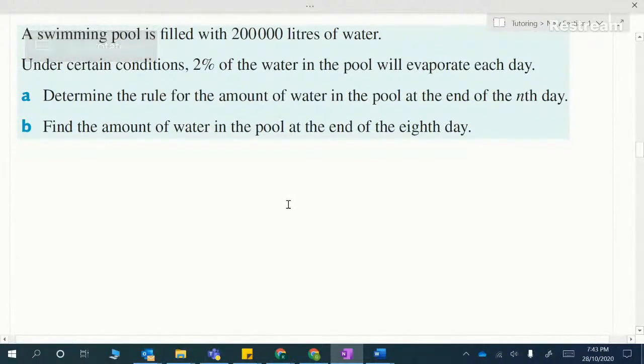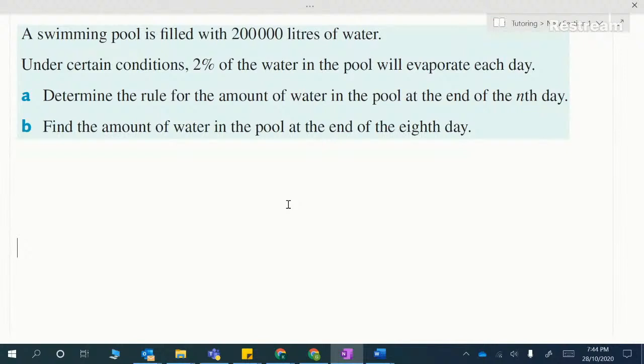I always love one about tanks filled with water or swimming pools filled with water. Classic recurrence one. Okay, so here we go. A swimming pool is filled with 200,000 litres of water. Under certain conditions, 2% of the water in the pool will evaporate each day. Determine the rule for the amount of water in the pool at the end of the nth day, and then find the amount of water after the eighth day.